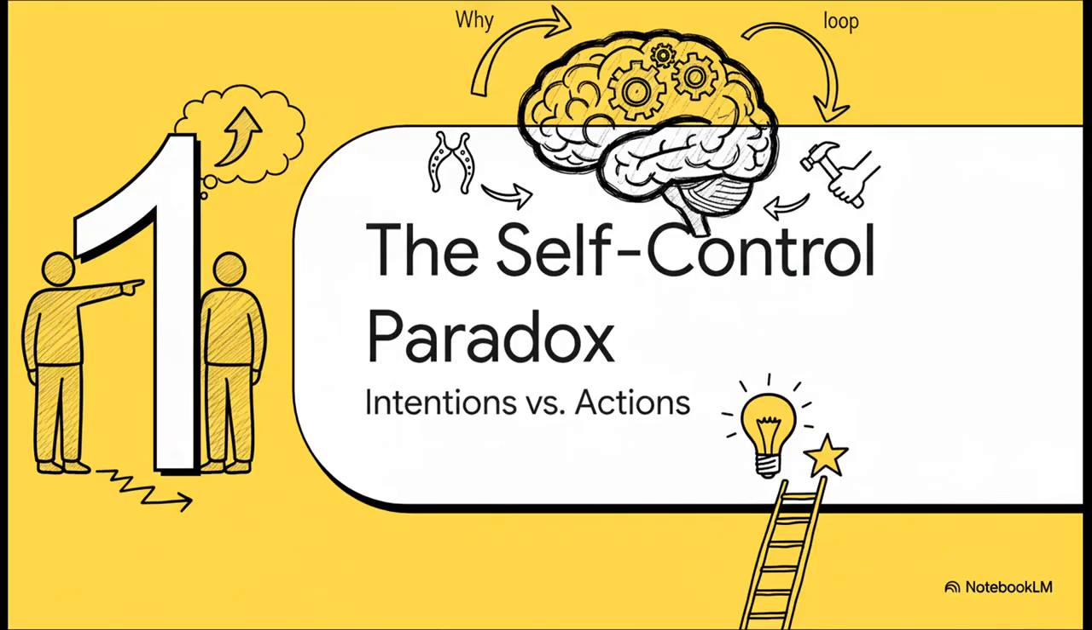All right, section 1, the self-control paradox. And that's really what we're talking about, isn't it? That incredibly frustrating gap between what we intend to do and what we actually end up doing. So we're going to break down exactly why this happens, and even better, what you can do about it.